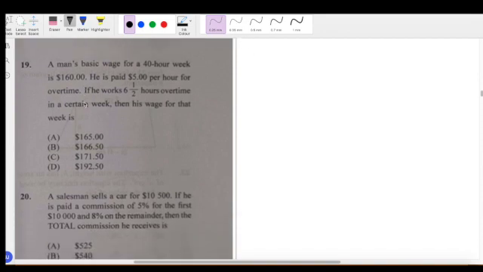A man's basic wage for a 40-hour work week is $160. He is paid $5 per hour for overtime. So a man's basic wage for a 40-hour work week is $160. If 40 hours is 160, then each hour he is paid 160 divided by 40. 4 fours are 16, so that is $4 an hour he is getting paid. He is paid $5 per hour for overtime.